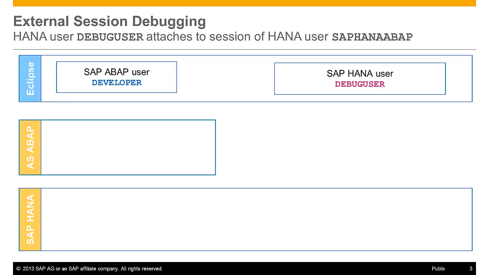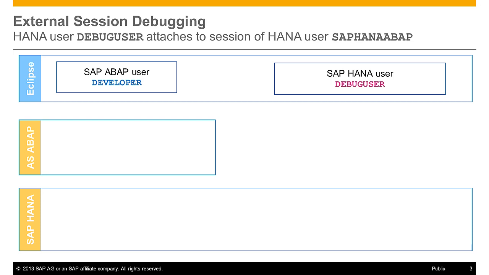We will see today external session debugging. Technically, that means a HANA user, our debug user, attaches to the session of another HANA user of the SAP HANA ABAP. I will show you that in several steps.